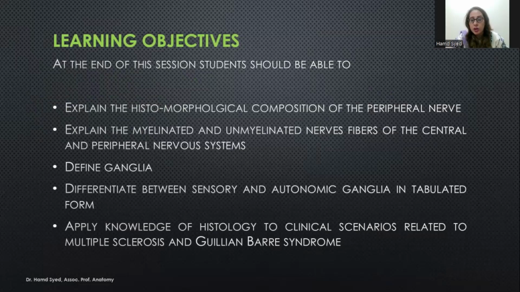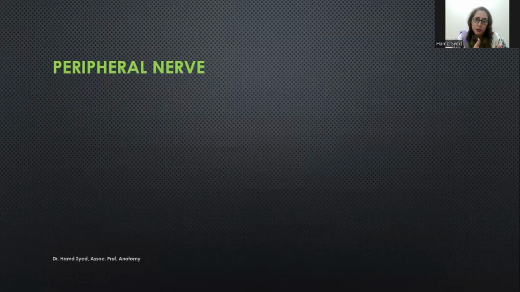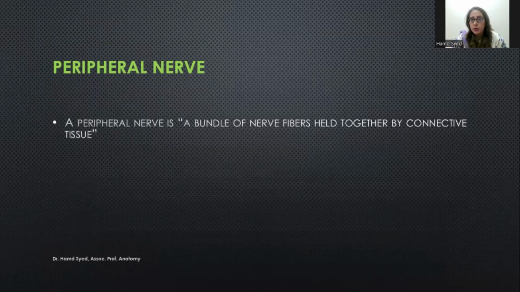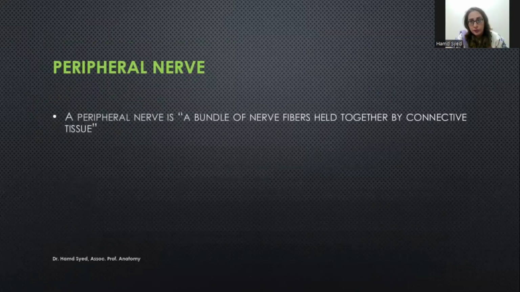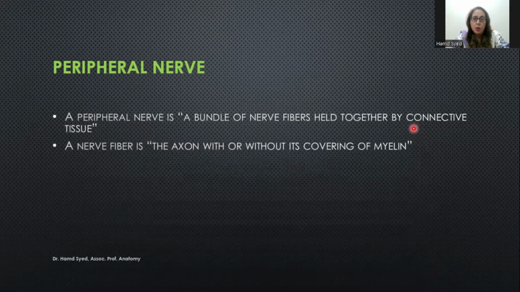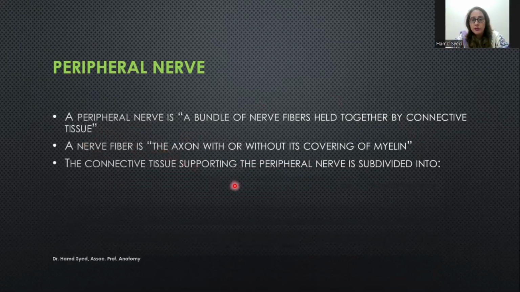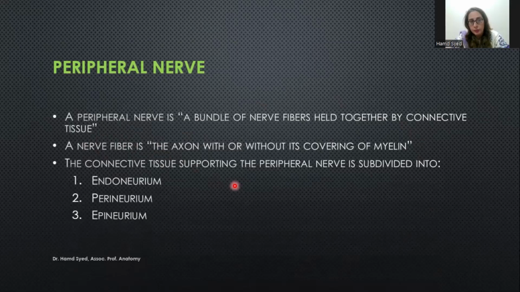So these are our learning objectives for today. Starting with today's topic, the first thing I'm going to talk about is the peripheral nerve. A peripheral nerve can be defined as a bundle of nerve fibers which are held together by connective tissue. And what is a nerve fiber? This is the axon with or without its covering of myelin. The connective tissue supporting this peripheral nerve can be further subdivided into three parts: the endoneurium, the perineurium, and the epineurium.